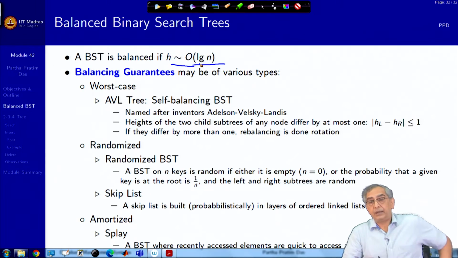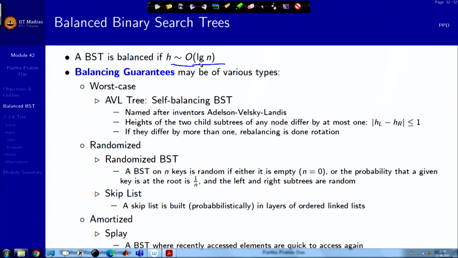Now, in this we note, though we will not go deeper into this, that balancing is about giving a guarantee. You want this. Now, the question is, what are the ways you can guarantee that the height will be of the order of log n? There are different guarantee strategies that have been worked out. One is called the worst case guarantee.